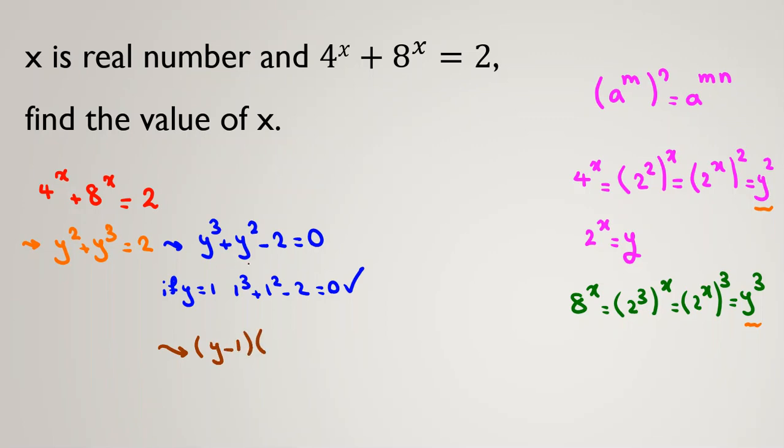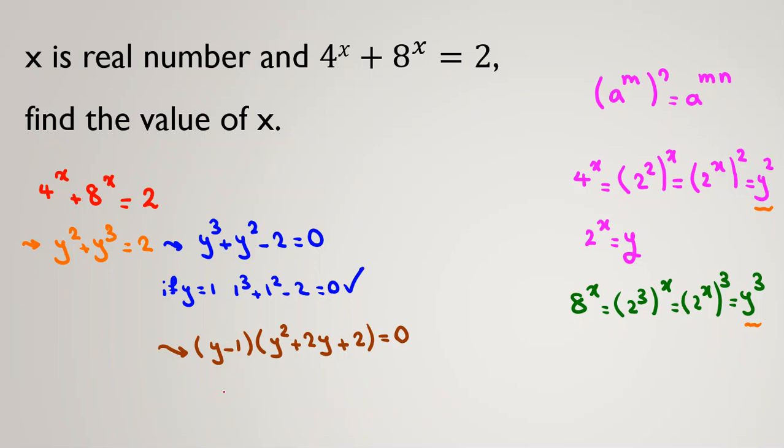I want to create y cubed plus y squared minus 2. I place y squared, it will be y cubed minus y squared. I want to reach plus y squared, so I should place 2y here. Now I have 2y squared minus 2y. Y squared is okay, but here I don't have 2y in my first main equation. So for canceling negative 2y, I place 2 here. It will be plus 2y minus 2, and it will be equal to 0.